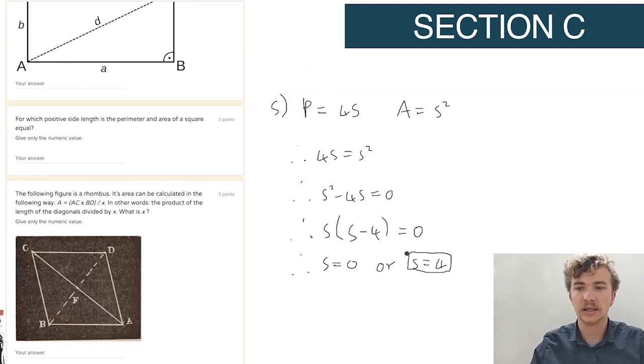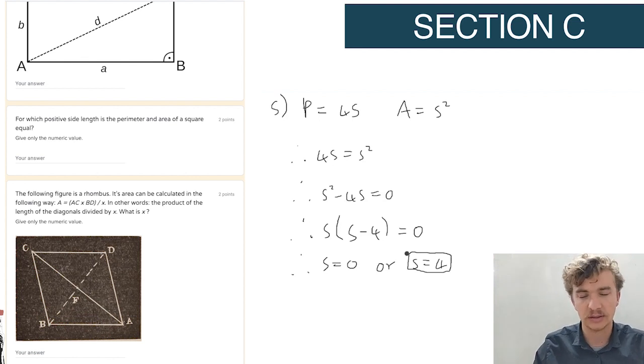Okay, so the next question is the last question. Question 6 says, the following figure is a rhombus. Its area can be calculated in the following way: A is equal to AC times BD divided by X. In other words, the product of the length of the diagonals divided by X. What is X? Okay, so now, before you freak out, just calm down and think about what you know.